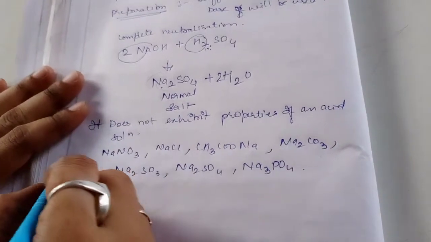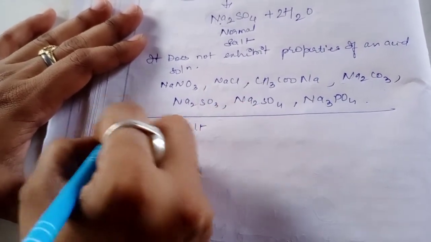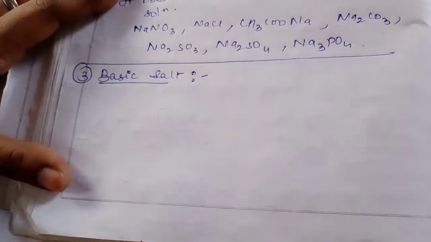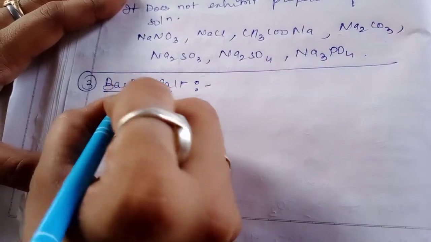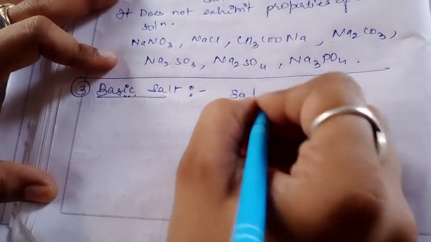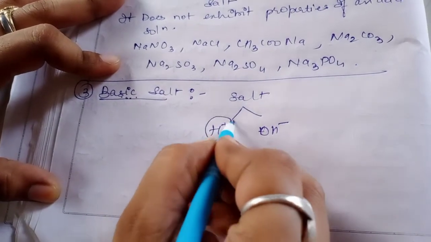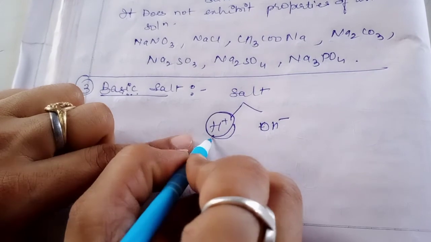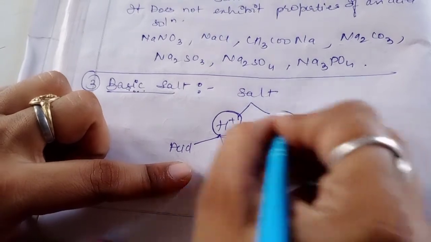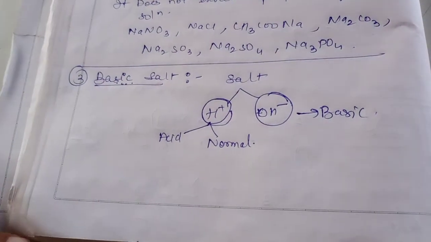Now let us see the third type of salt, which is basic salt. In the basic salt what you need to remember is it is formed by the partial replacement. Basic salt means it should have some base. Now what is the basic part in the salt? Salt contains two ions, H plus and OH minus ion. So whenever there is H plus ion replacement, what type of salt will be formed? It will form acid salt or normal salt. But whenever OH minus ion is replaced, then the salt will be basic.